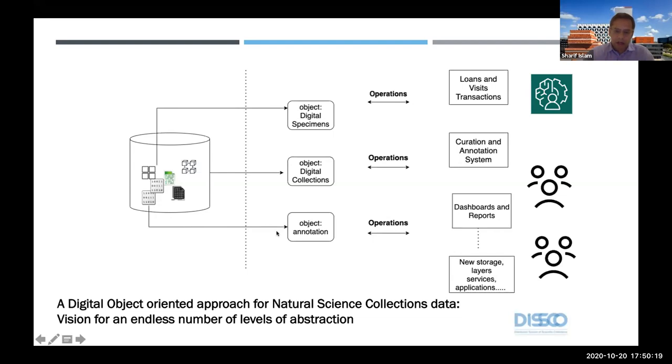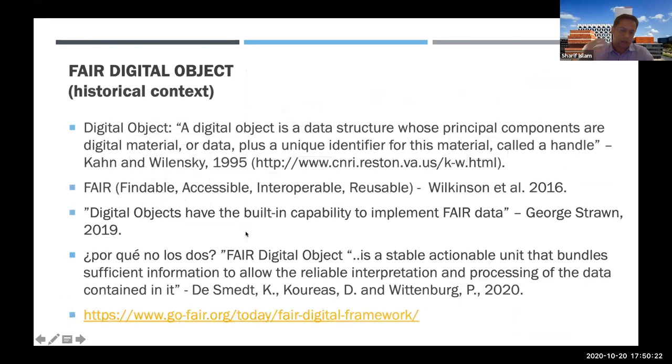So we take this idea and also think about FAIR, but a little bit of historical context here. This idea of digital object, as I said, is not new. Some of the people that are involved in this also have been involved designing some of the foundation elements of the internet, DNS, TCP/IP. Robert Kahn is considered one of the fathers of the internet, and wrote this paper in 1995 with Robert Wilensky. Basically his idea of digital object is a data structure where the principal component is the data, the digital material, the bits, plus a unique identifier. And at that moment he was focusing on Handle, but we can talk about other digital identifiers as well.